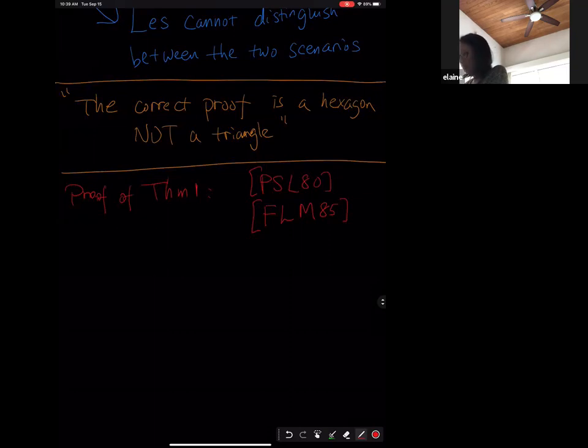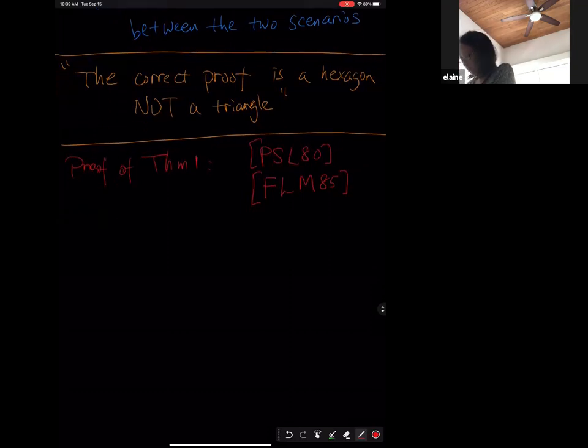Okay. So as I said, it's a hexagon. Let me first draw the hexagon for you. We have three players, Farr, Moore, and Less, so M, F, and L.